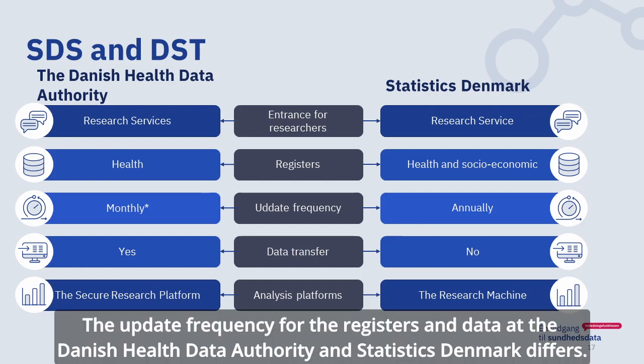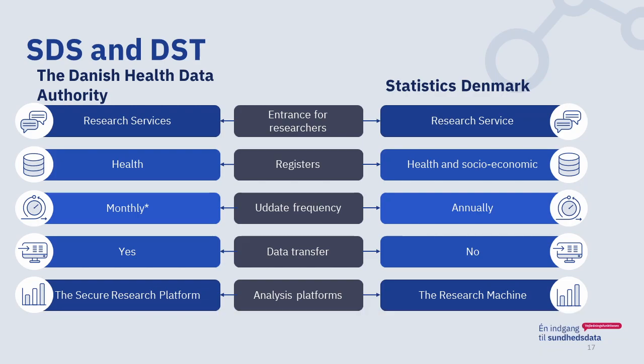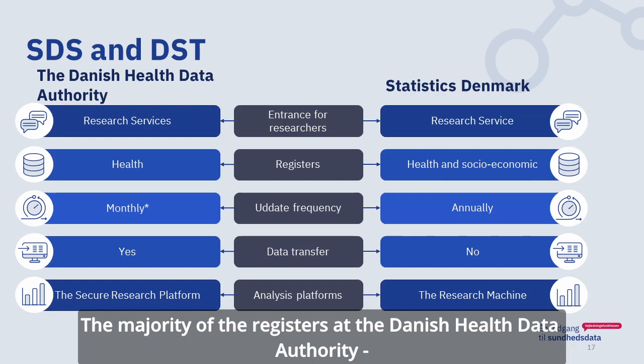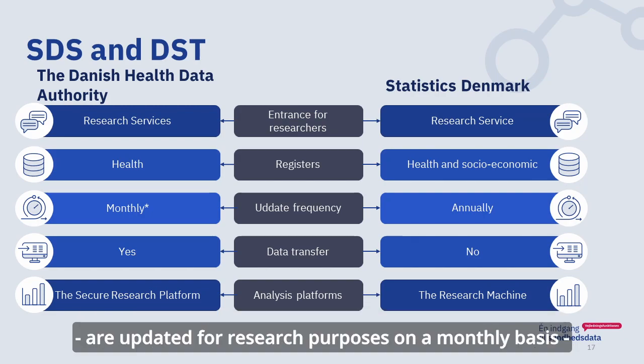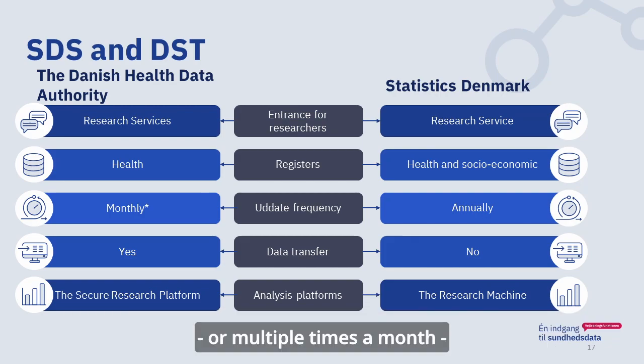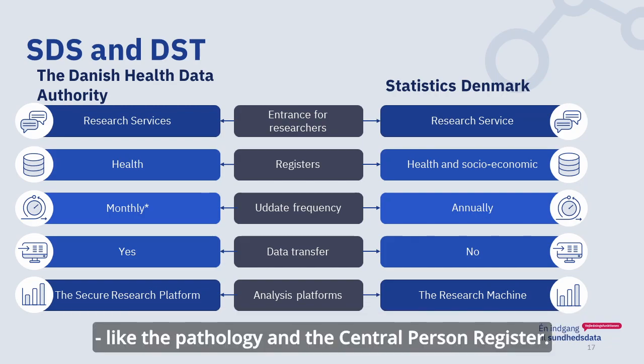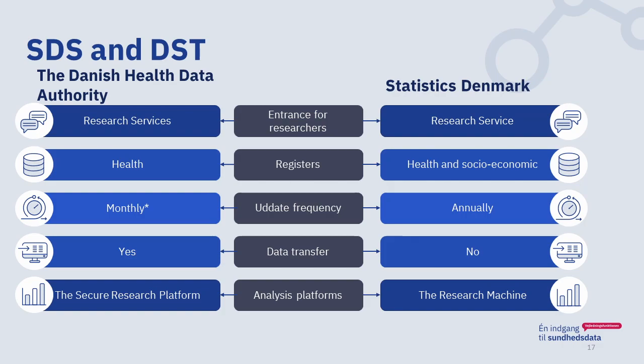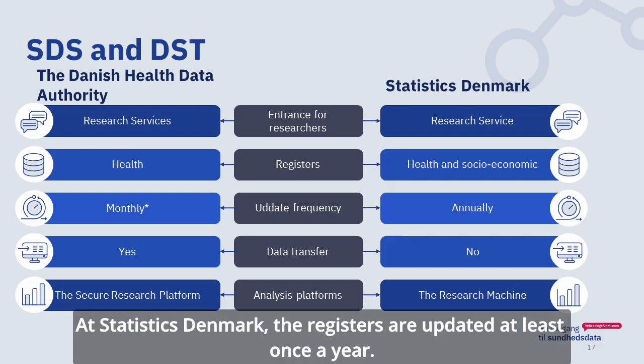The update frequency for the registers and data at the Danish Health Data Authority and Statistics Denmark differs. The majority of the registers at the Danish Health Data Authority are updated for research purposes on a monthly basis, with some updated annually, such as the cause of death register, or multiple times a month, like the pathology and the central person register. At Statistics Denmark, the registers are updated at least once a year.